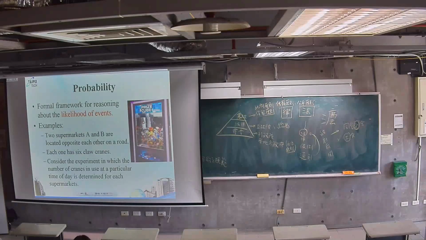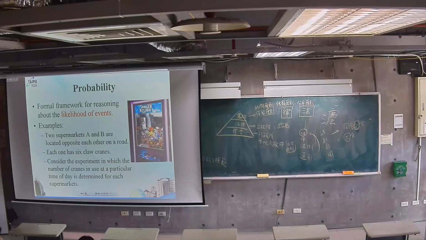All right, so let's start with probability. I think this is from classical probability, and you might know this before. Probability is actually a formal framework to reason about the likelihood of events. So I will use this example when we introduce or review probability.